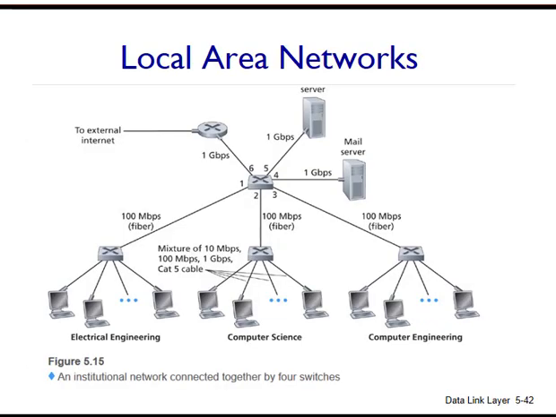Having covered broadcast networks and multiple access protocols in the previous section, now we'll discuss switched local networks. Figure 5.15 shows a switched local network connecting 3 departments, 2 servers, and a router with 4 switches. Because these switches operate at the link layer, they switch link layer frames rather than network layer datagrams.